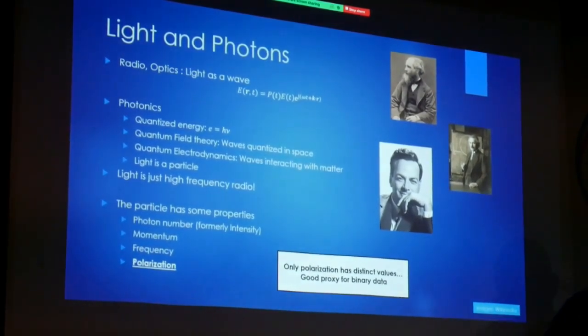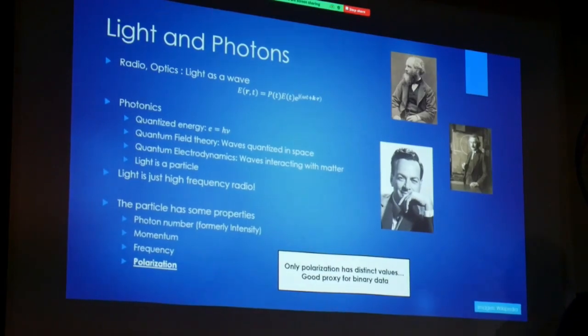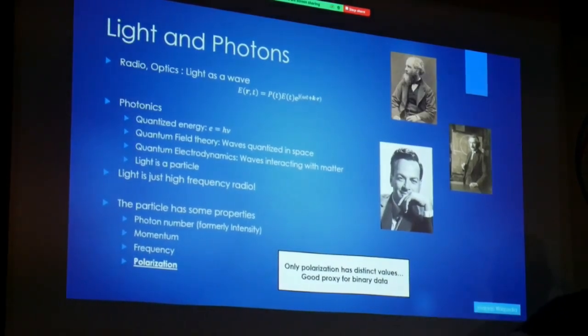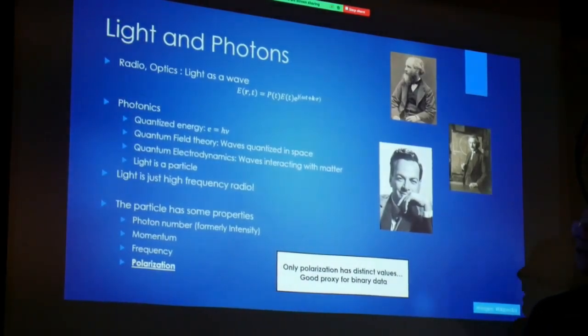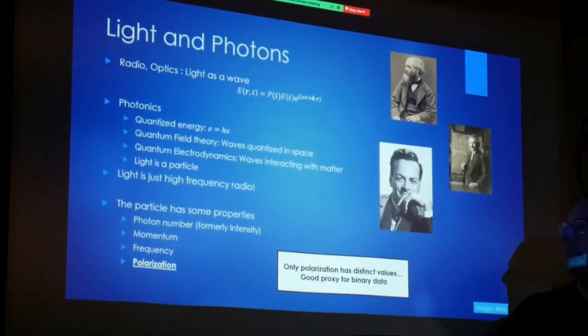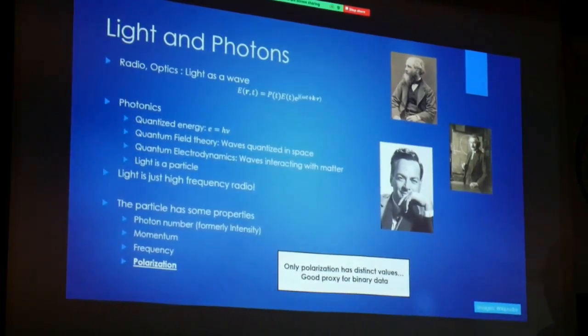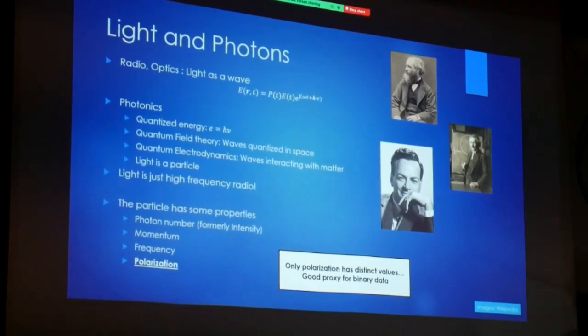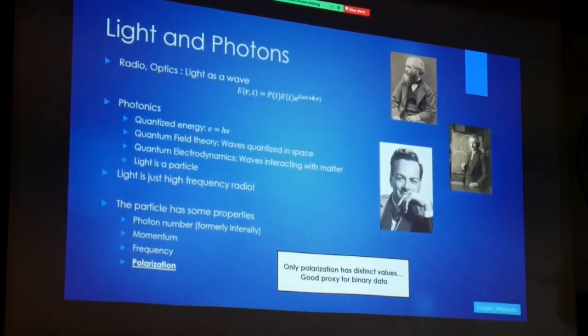Momentum is continuous. You can have a half a meter and a third and a quarter, whatever. And frequency, you can have as many gigahertz as you'd like, right? Fractional gigahertz and stuff. But polarization, we only have two choices, right? Horizontal, vertical, or left and right circular. So this is a good proxy for binary data.